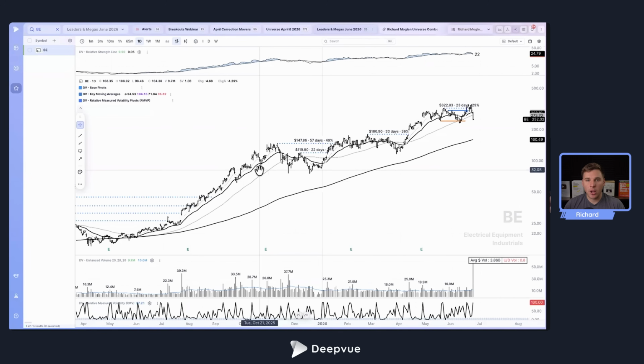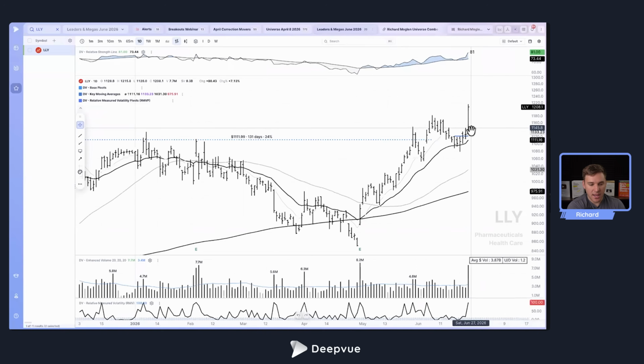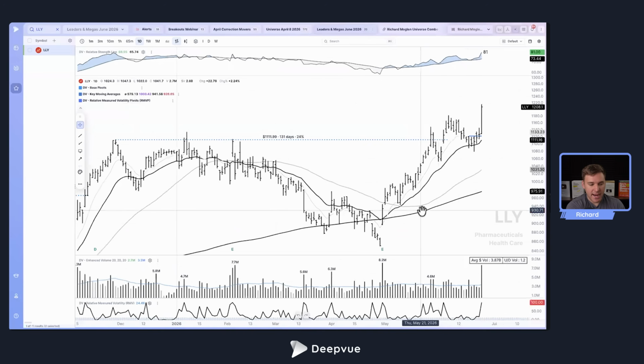So that's the caliber of stock we're looking for, one that has the ability to completely change lives for a large amount of people. LLY, with the GLP-1s and all that stuff and future drugs, has the ability to change the way we work, live, and play, more the live aspect of it. So those are a few criteria, but also it's the price action.